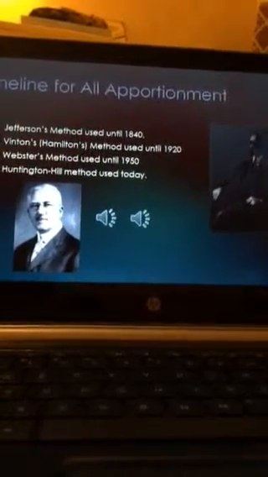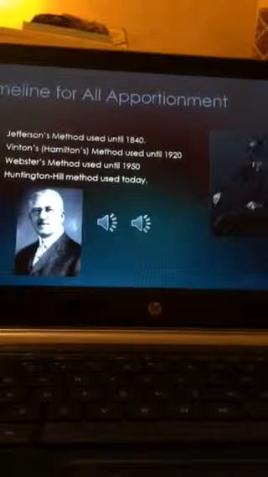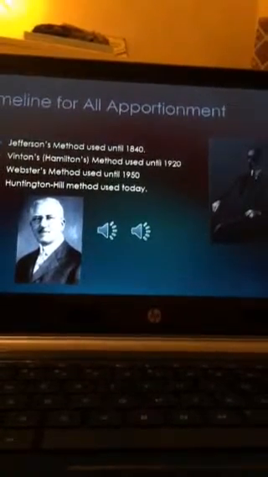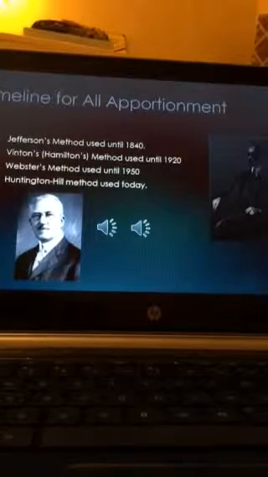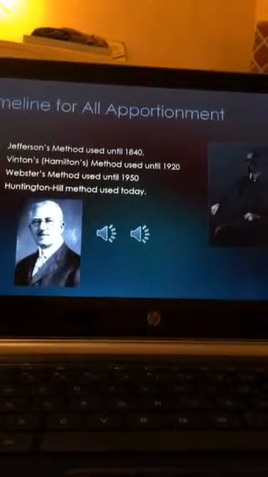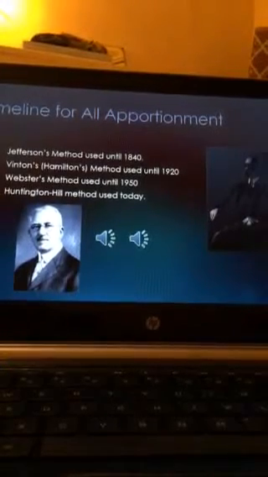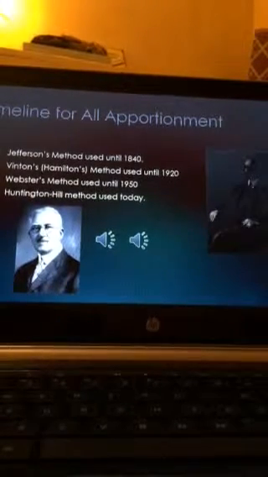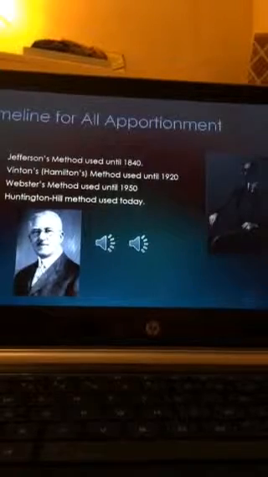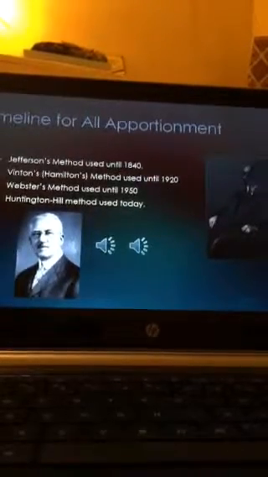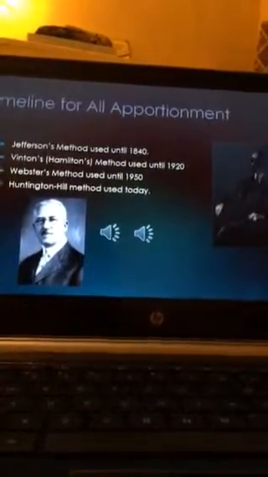These two are basically the same, except the Huntington-Hill method uses a different rounding method. While Webster's rounds at the nearest decimal, Huntington-Hill rounds at the geometric mean. The geometric mean is the typical value of the set of numbers by using the product of their values. If a state's quotient is higher than that of the geometric mean, then it will be allocated an additional seat.